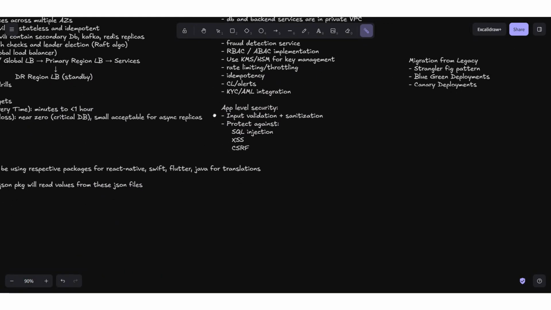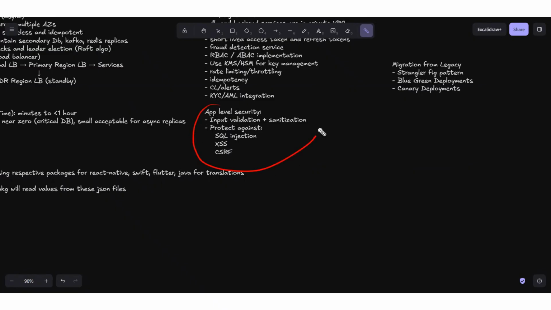The same goes for app level security. At the app level, we need to make our APIs safe with the help of different mechanisms. We will be validating our inputs. We will be protecting our APIs and data from SQL injection, from cross-site scripting, and from cross-site request forgery, and also from bot attacks.